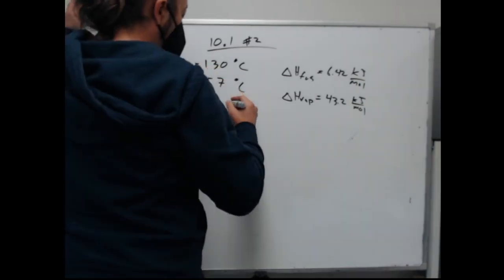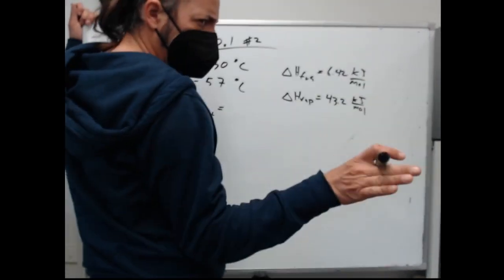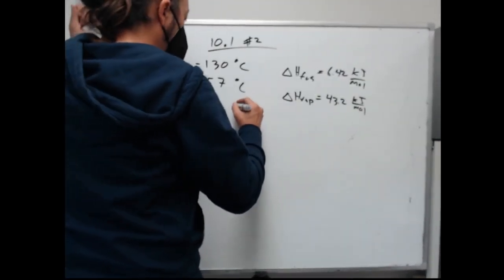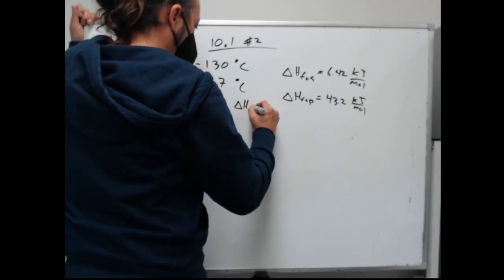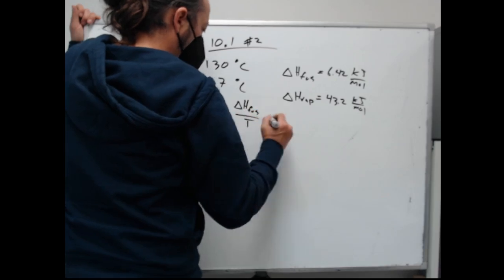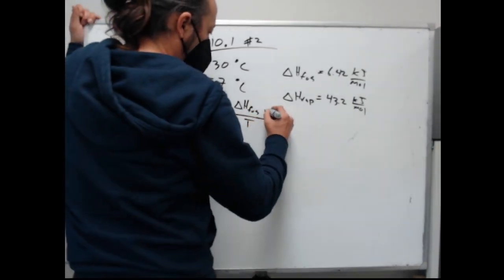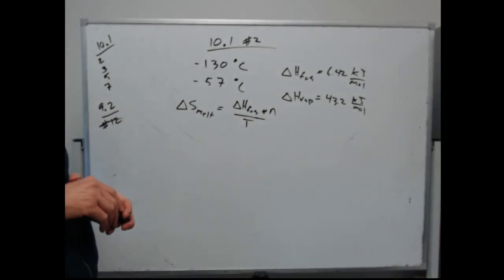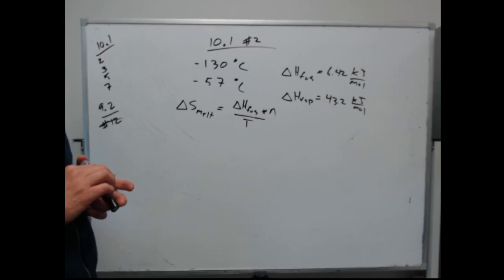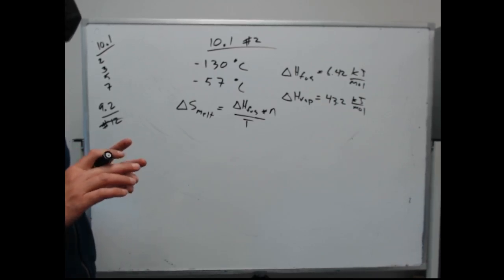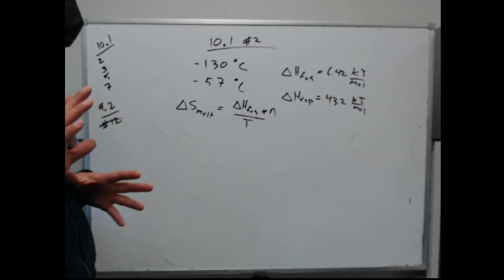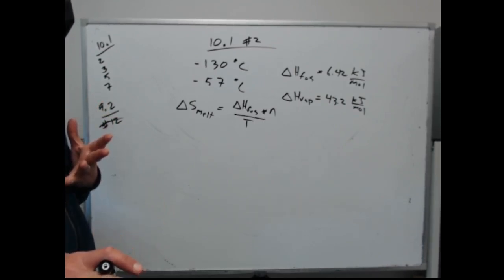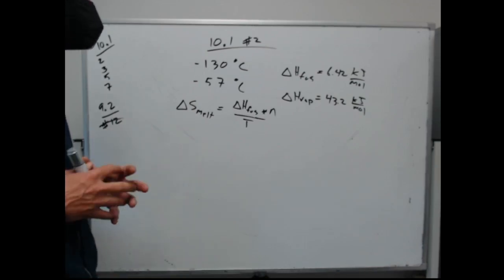So this was melting we're looking at? Melting, yeah. I have it written down. So this would be the delta H of fusion over temperature times some number of moles. That should be it. Now we're melting, so that should be an increase in entropy. Right, so we're going to use the positive version of that.